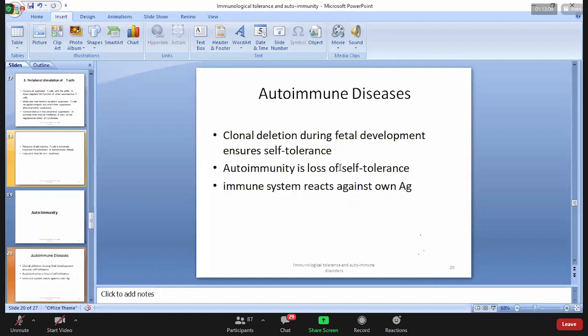Number four, how does immune or antigen mimicry induce autoimmunity? Give examples where necessary.